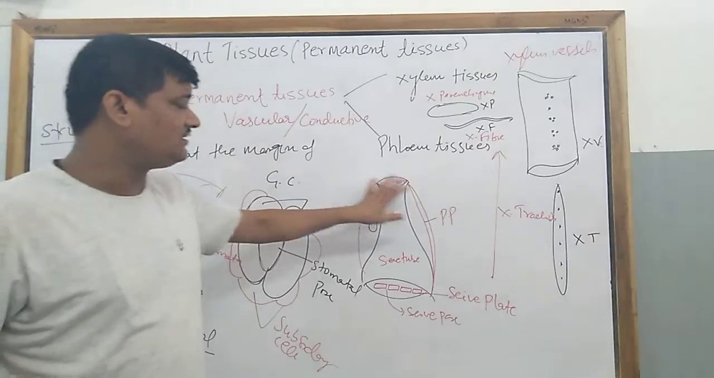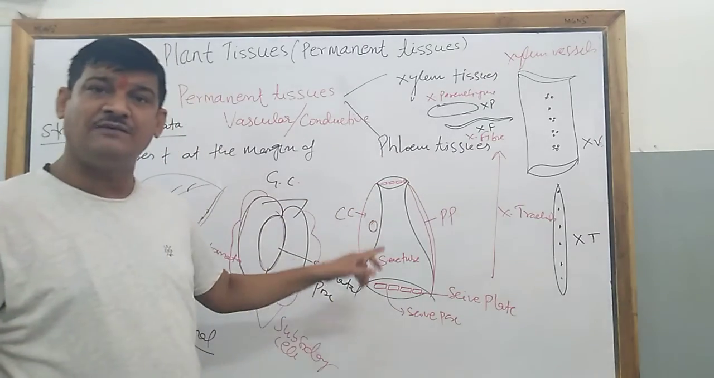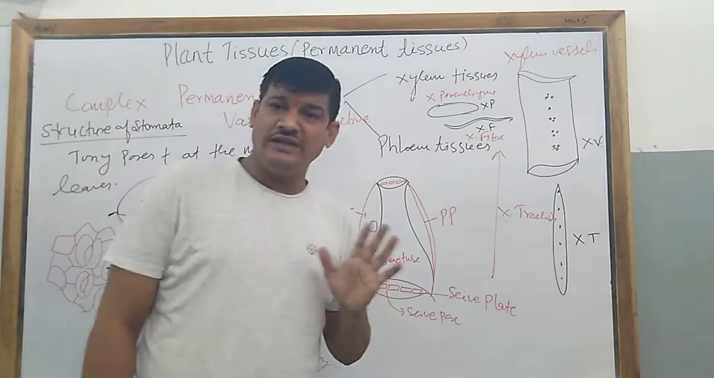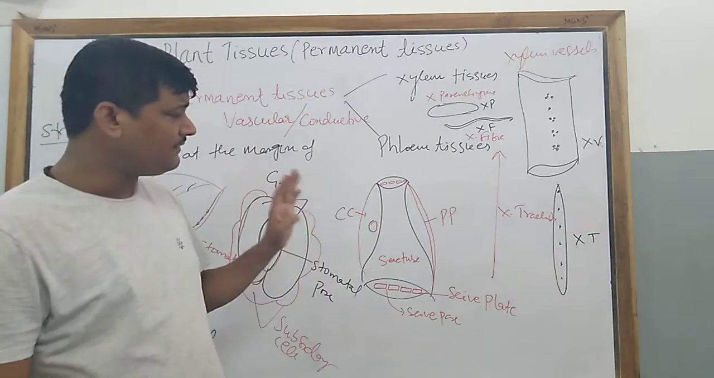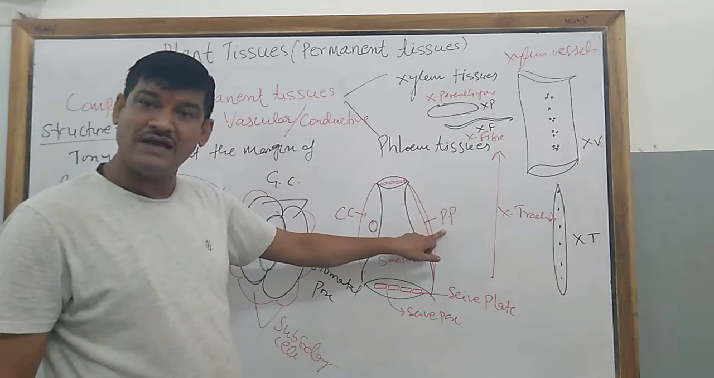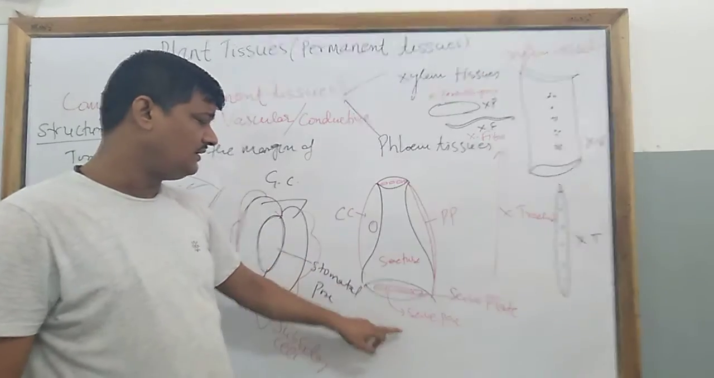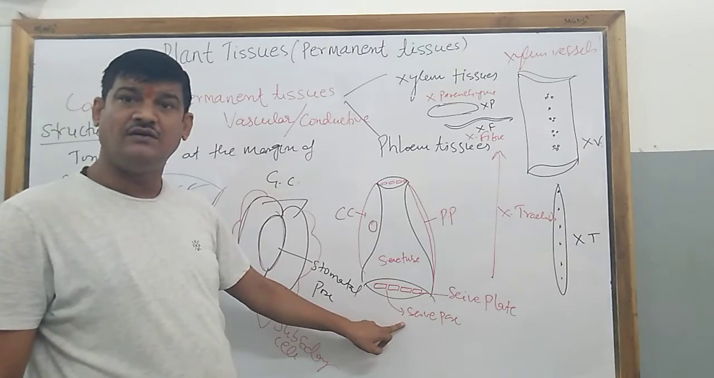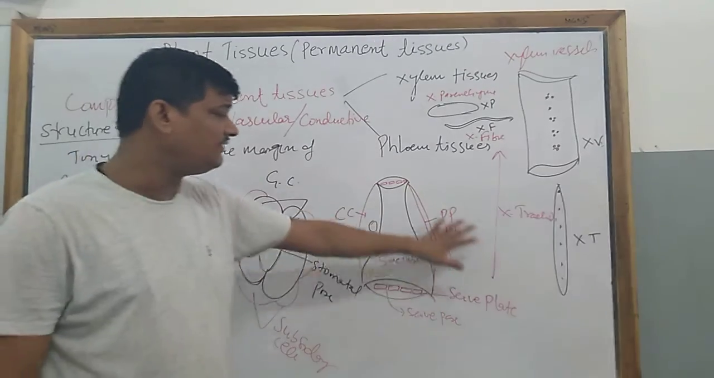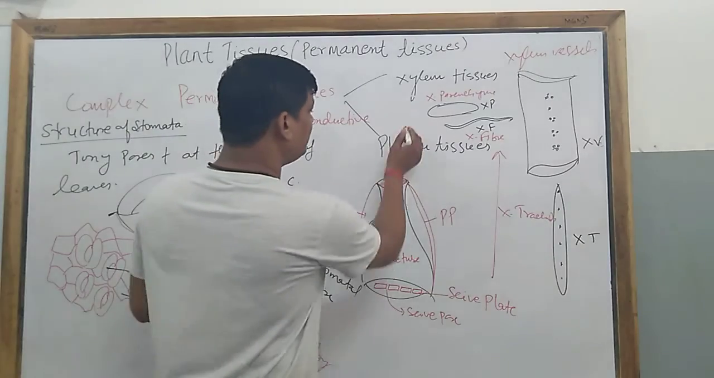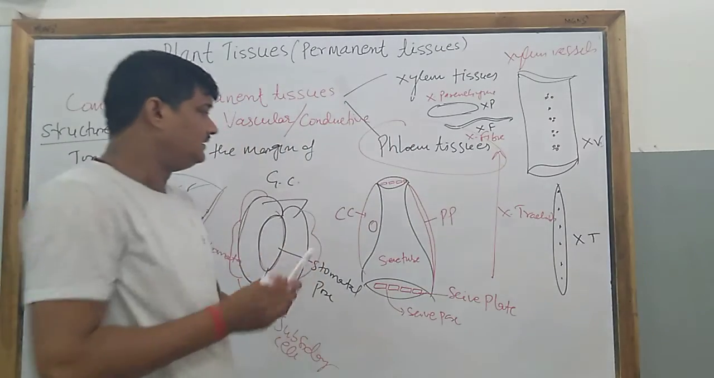Now come to the structure of phloem tissue. The second complex permanent tissue is phloem tissue. Phloem tissue is made up of 4 types of cells: phloem parenchyma, companion cell, sieve tube, and phloem fiber. So these are the 4 different types of cells which phloem tissue is made of.